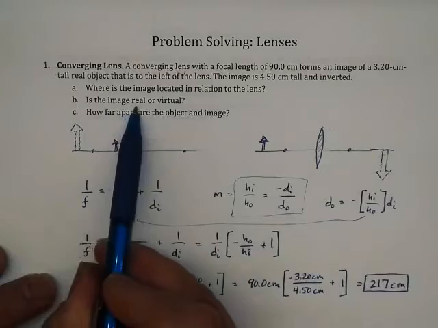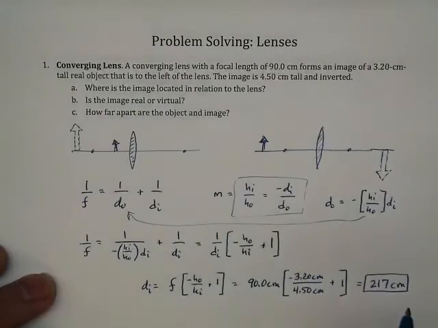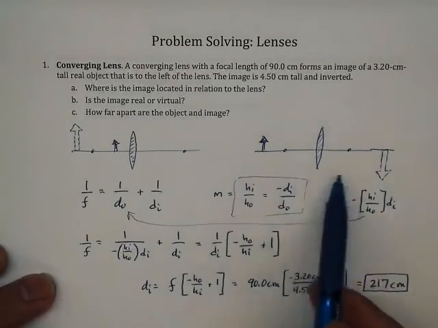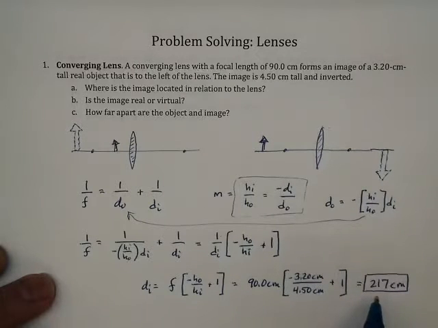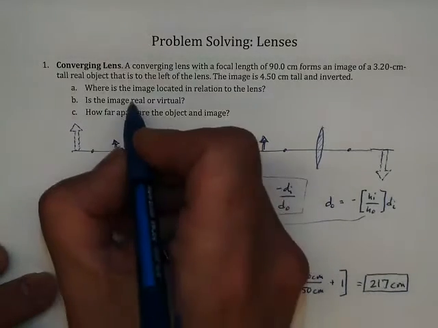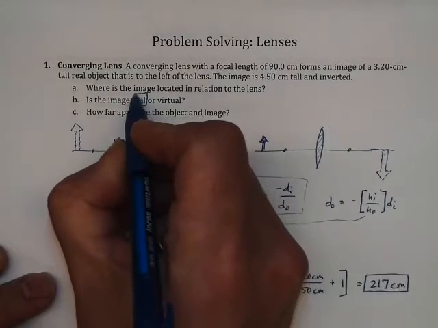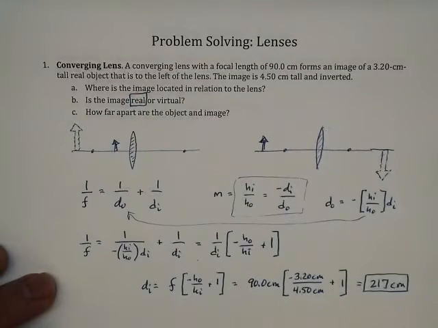Question B, is the image real or virtual? Well, a couple of things. I've already reasoned about it before and argued that it's probably a real image. But also the fact that I solve for the image distance and I get a positive quantity right here tells me as well that this is a real image. If I got a negative value for the image distance, that would be a key that it is a virtual image.